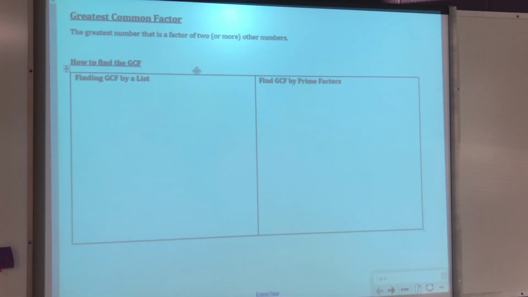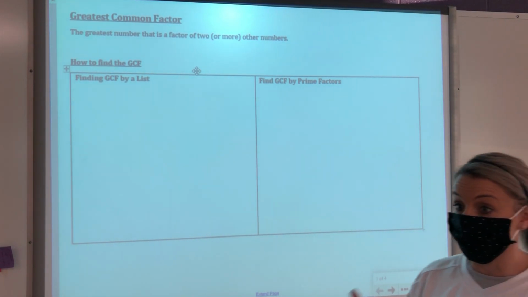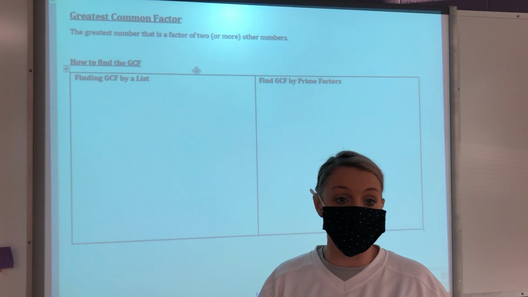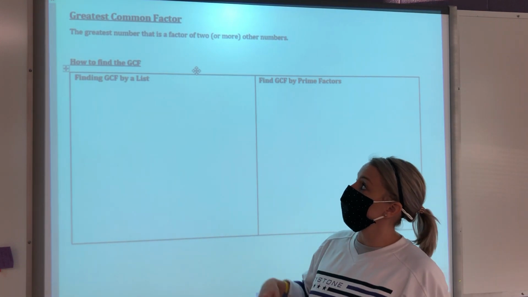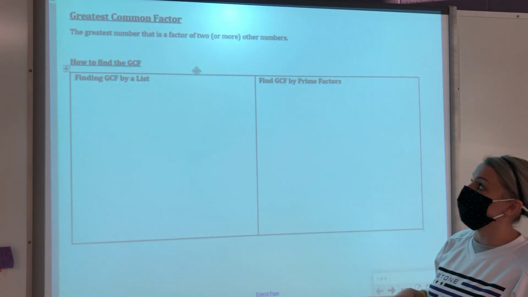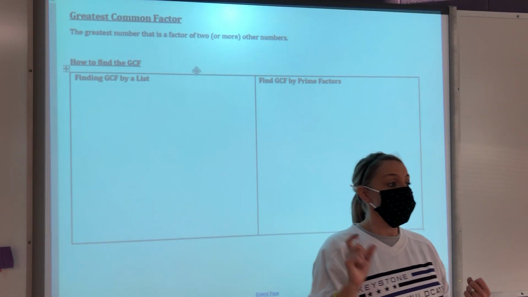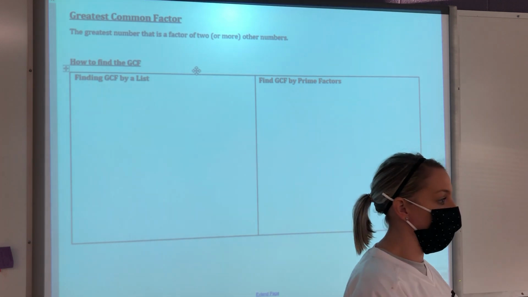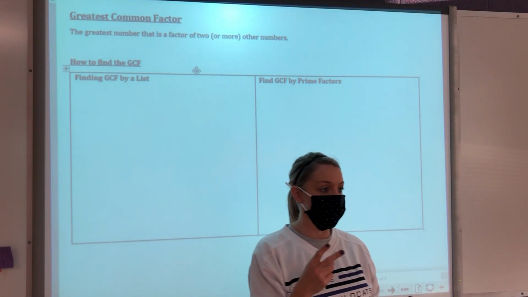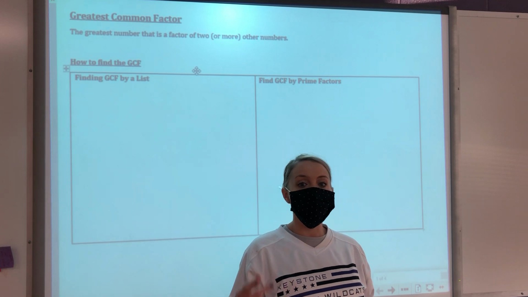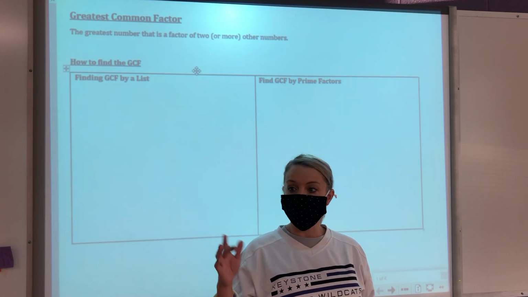Today we're going to talk about greatest common factor. Now, we're not going to just do greatest common factor of numbers because you've done that before. But that's where we're going to start because it's a good place for us to refresh our memory. The greatest common factor is the greatest number that is a factor of two or more other numbers. Factors are numbers that multiply to get a product. Like 2 times 3, 2 and 3 are factors of 6.